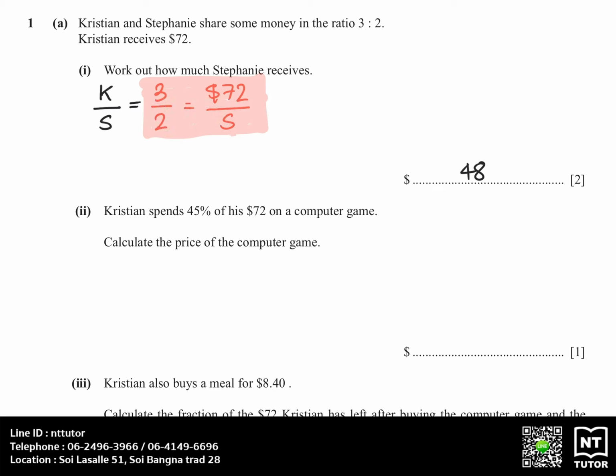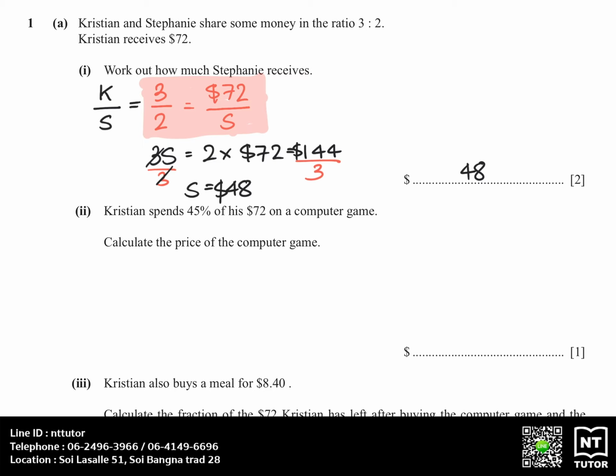So to solve for S, we can multiply both sides by 2 and S, and that becomes 3S equals 2 multiplied by $72, which equals $144. So 3S equals $144. If we divide both sides by 3, we have S on its own for Stephanie equals $144 divided by 3, which equals $48.